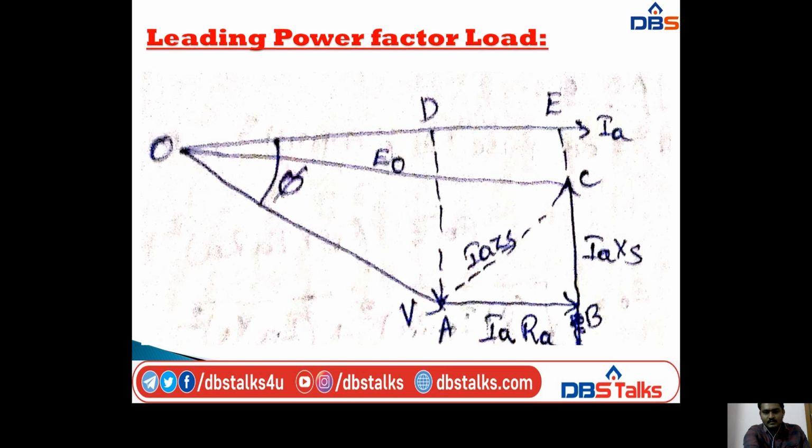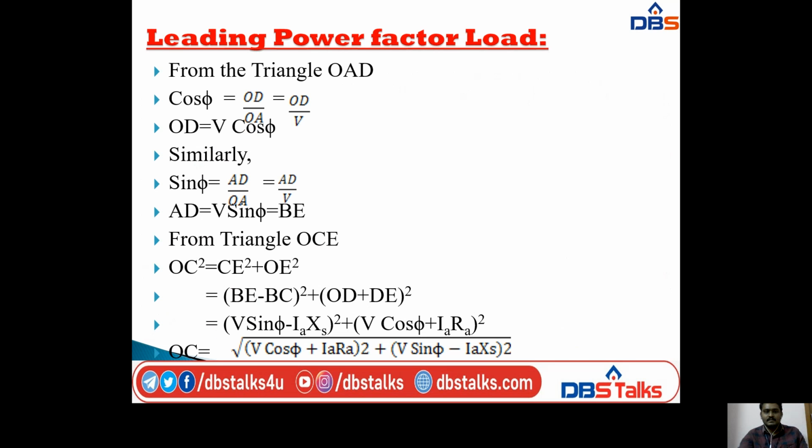From the triangle OAD, cos phi is equal to, as you already know from the trigonometric functions, a standard formula. By using that formula, cos phi is equal to OD by OA, that is equal to OD by V, since OA is equal to V. So from this I am writing OD is equal to V cos phi.